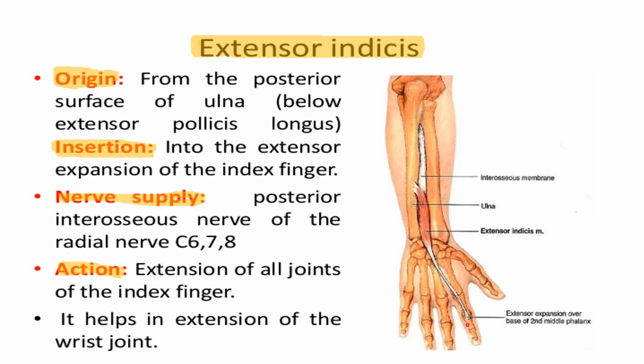The nerve supply is the posterior interosseous nerve, a branch of the radial nerve, and the action is extension of all joints of the index finger, that is the interphalangeal joints and metacarpophalangeal joints, and it also helps in extension of the wrist joint.